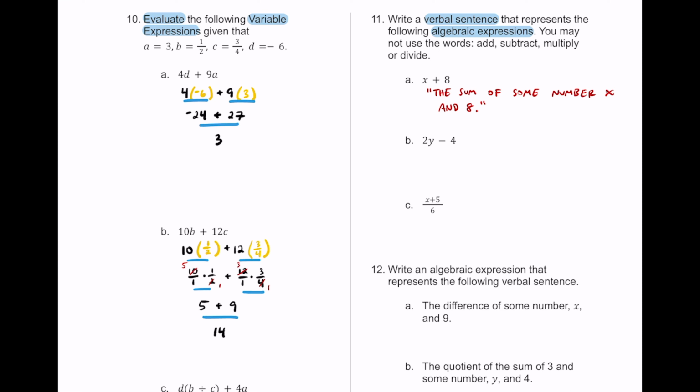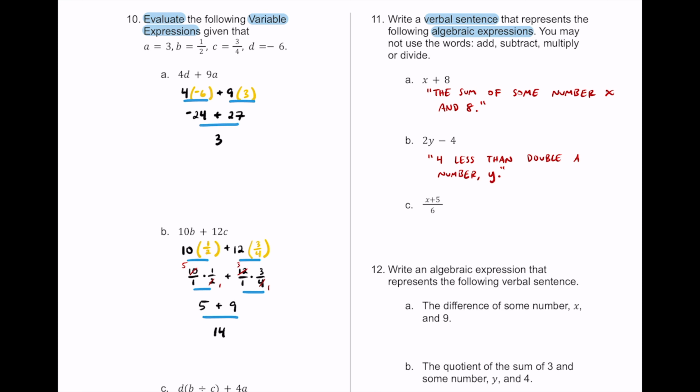For B, we have 2y minus 4. So what could we write for a verbal sentence? For this one, we could write something like 4 less than double a number y. You could also say something like 4 fewer than double a number y. Or you can say maybe something like the difference of the product of 2 and some number y and 4. Again, there's several different answers you could write here, but those are just a few examples.